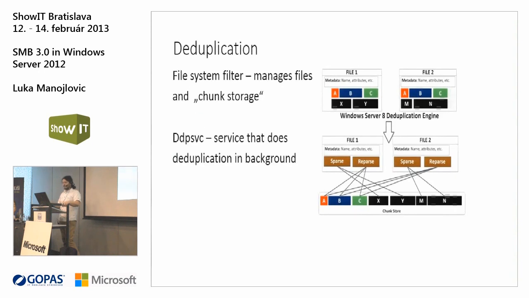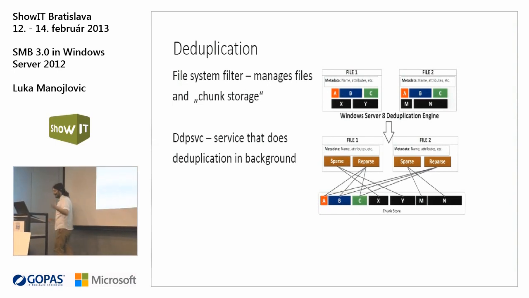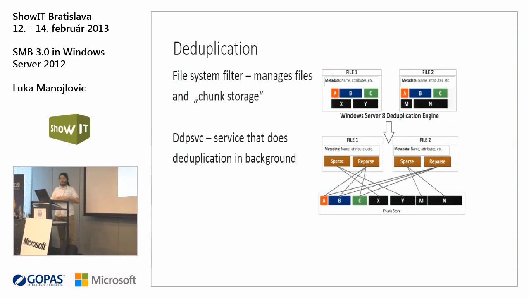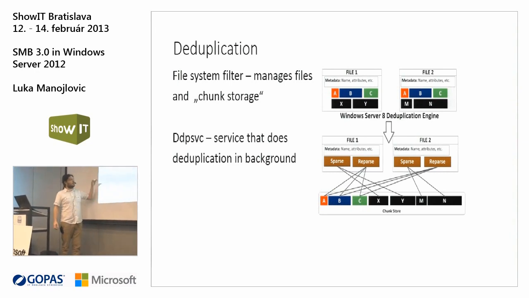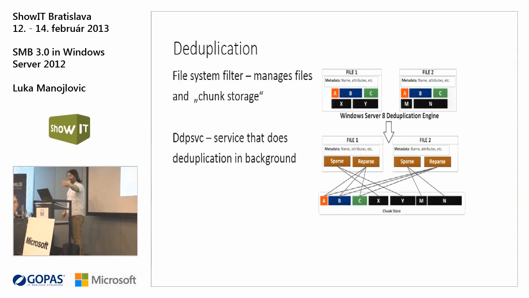Okay, what about deduplication in Windows Server? Deduplication has a file system filter that manages files and chunk storage. So you have small, medium, and large chunks, and they are deduplicated in a chunk store that is in the System Volume Information folder. The dedup service is the service that does deduplication in the background. You can make high performance deduplication.